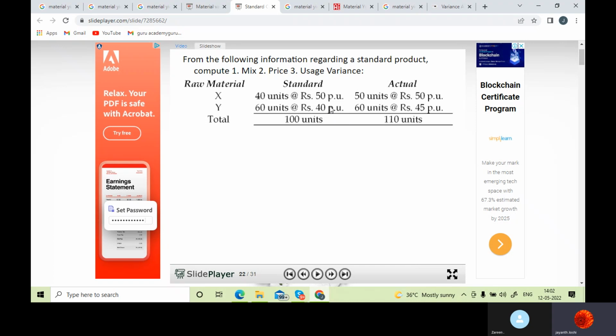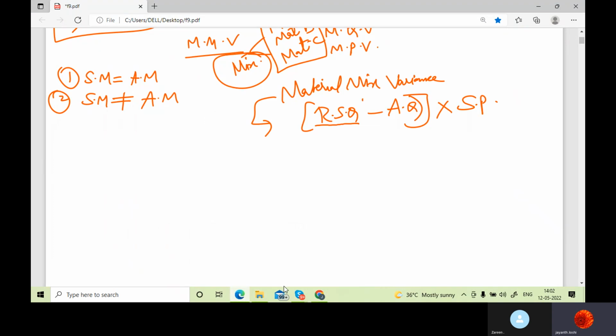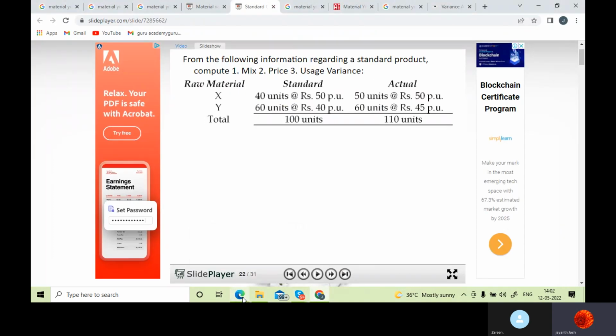So we can compare these two only when there is a compatibility. So what we will do is find out the standard input for actual output. Okay, we will find out the standard input for actual output. So let's make things easy. You understand what I'm saying now? I'll first write a very simple question actually.